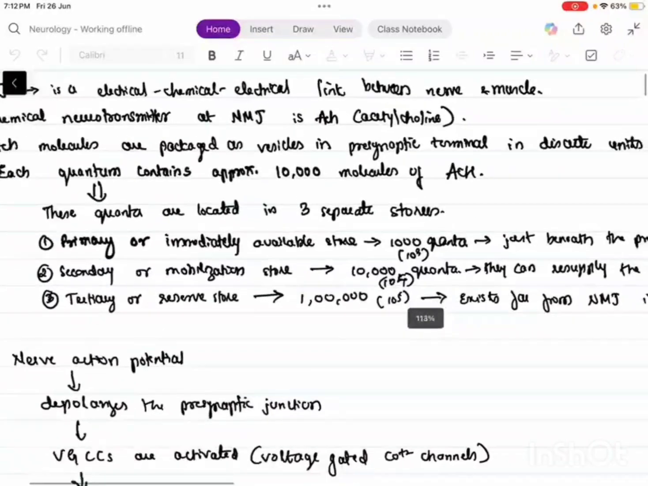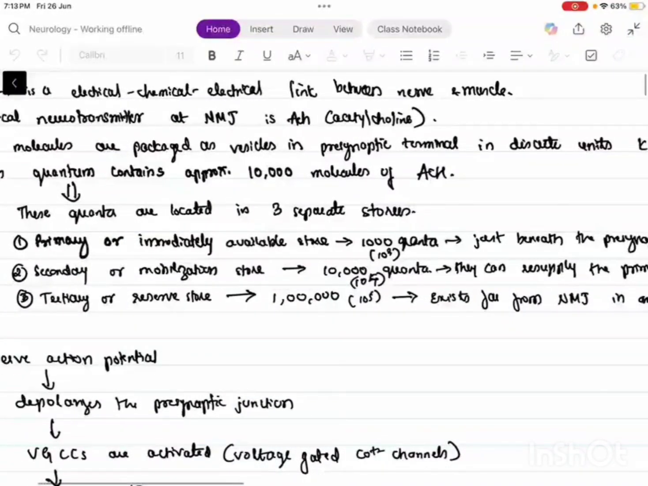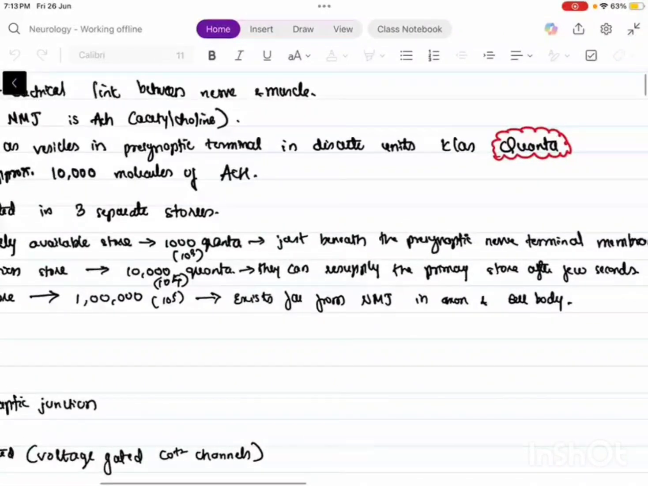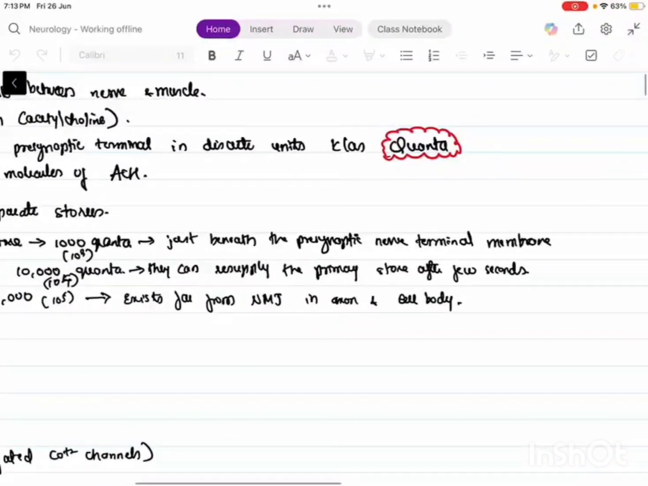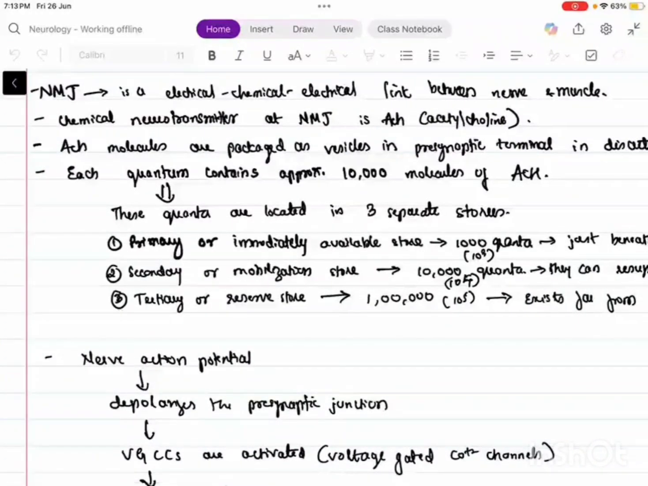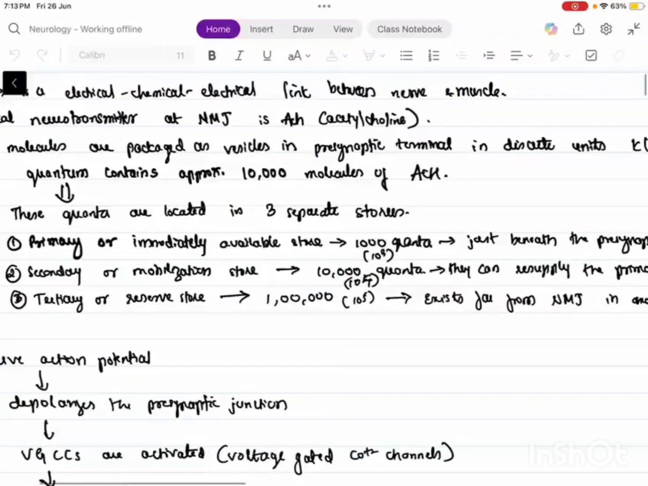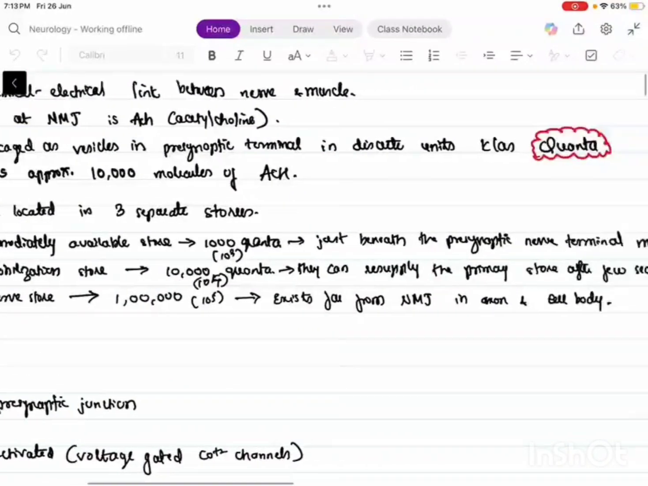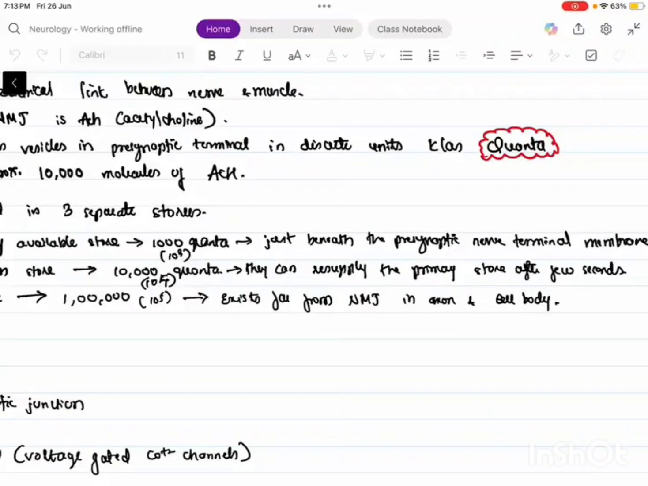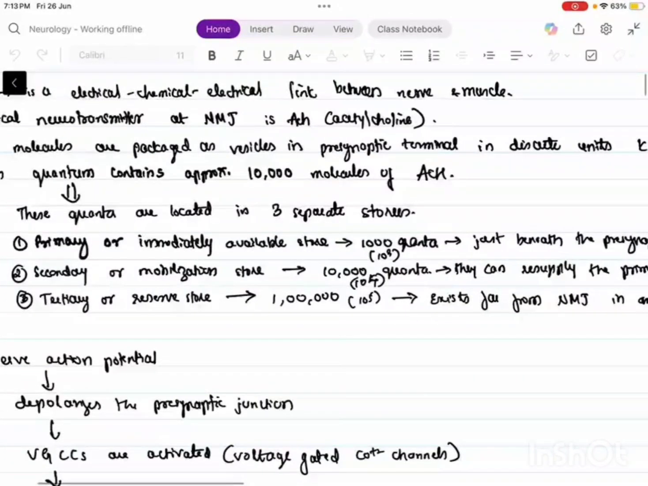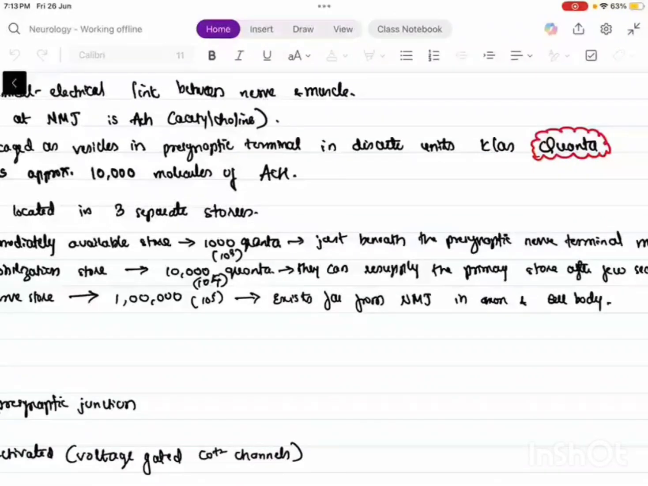These quanta are located in three separate stores. First is the primary or immediately available store, which contains 10^3, that is 1000 quanta, which lies just beneath the presynaptic nerve terminal membrane. Then the secondary or mobilization store contains 10^4, that is 10,000 quanta. They can resupply the primary store after a few seconds. First primary quanta are used, then secondary quanta, and last is the tertiary or reserve store, that is 10^5, that is 1 lakh, which exists far from the neuromuscular junction in the axon and the cell body.